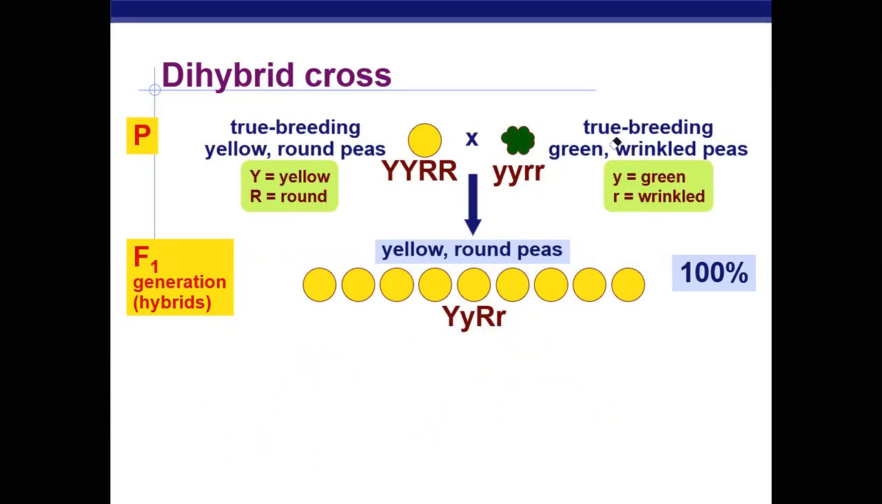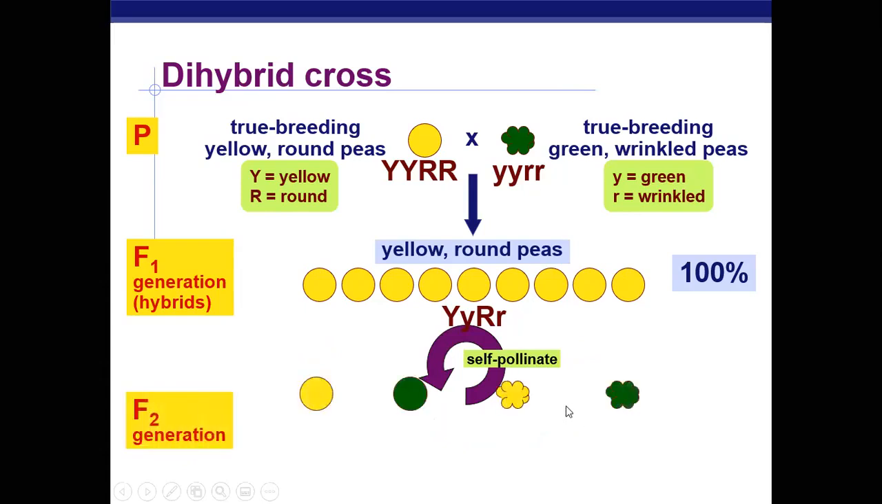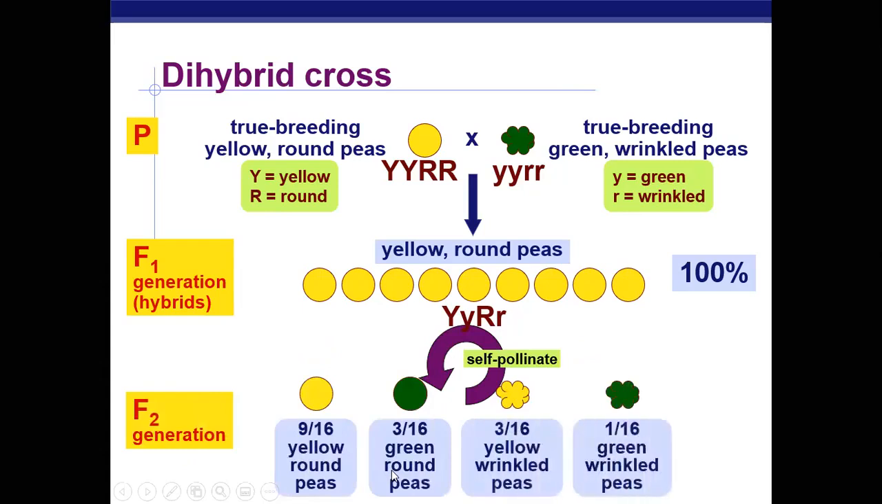Okay. All right. But what happens when we self-pollinate this one generation? We are going to see 4 different traits come out. Because remember, we are actually testing for 4 different traits. Is it yellow? Is it green? Is it round? Is it wrinkled? That's 4 different things we're testing for.